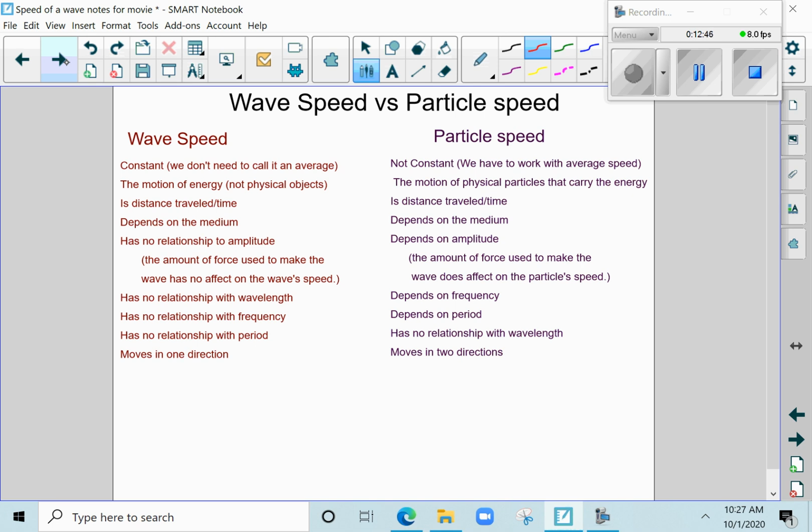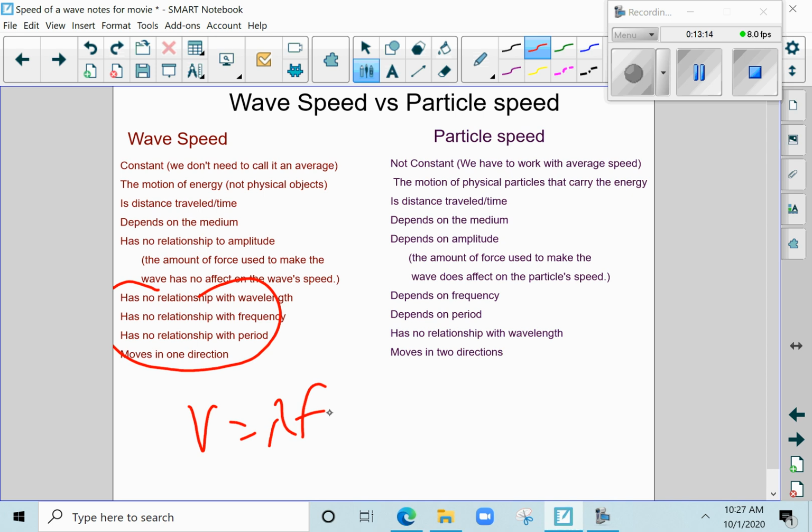There is absolutely no relationship between the speed of a wave and amplitude. It has only to do with the material that it's traveling through. It actually has no relationship with wavelength, even though the equation kind of shows that. It also has no relationship with frequency or period. It only moves in one direction. This is very confusing for people because when I look at the equation, I think it does. But my speed is a constant. As I change my frequency, my wavelength also changes.